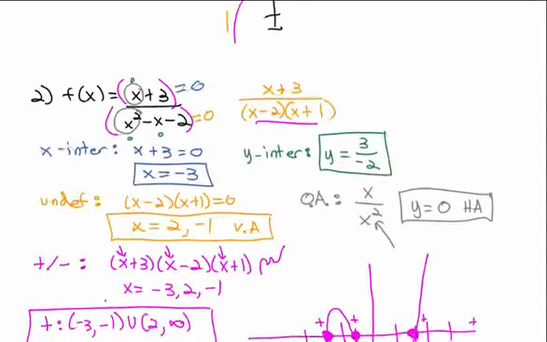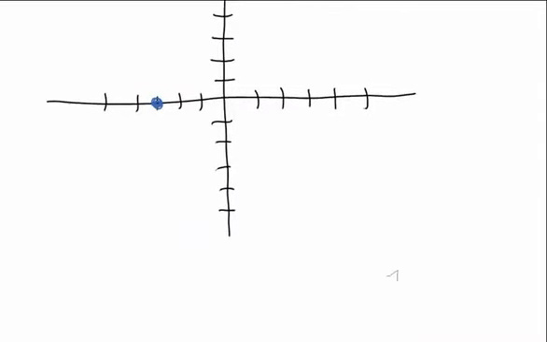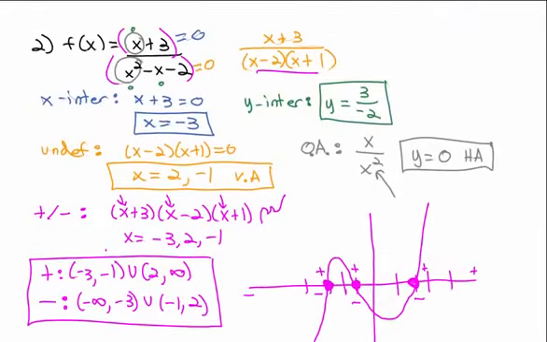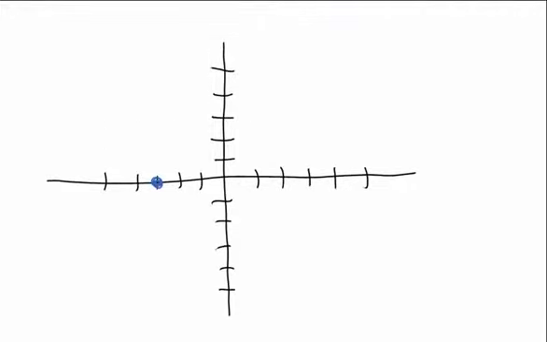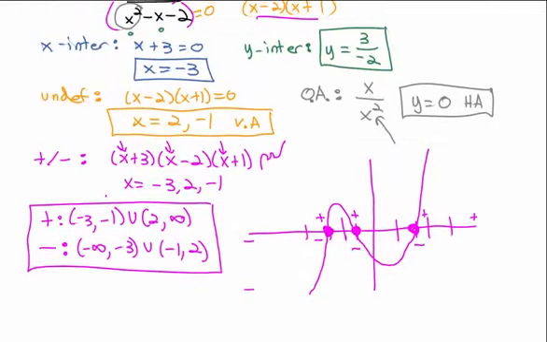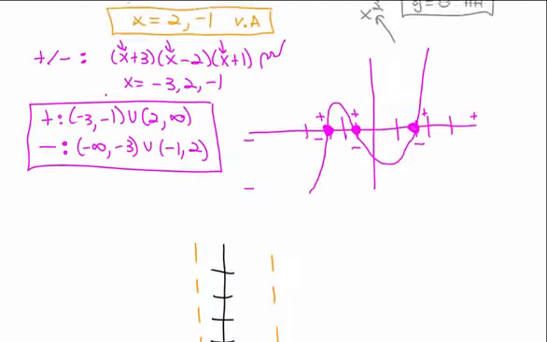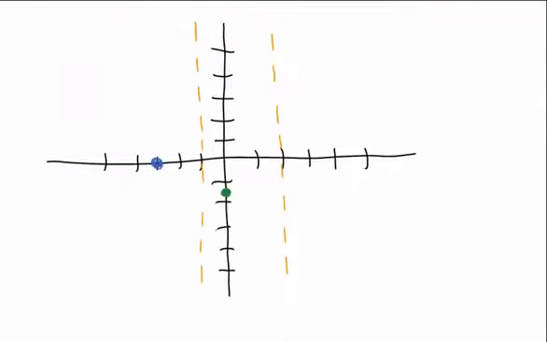Starting with our x-intercept, was at negative 3. Our y-intercept was at negative 3/2. So on the y, negative 3/2, right here. Our vertical asymptote, two of them at 2 and negative 1. So at 2 we have a vertical asymptote, and negative 1 we have a vertical asymptote. Horizontal asymptote is at 0.